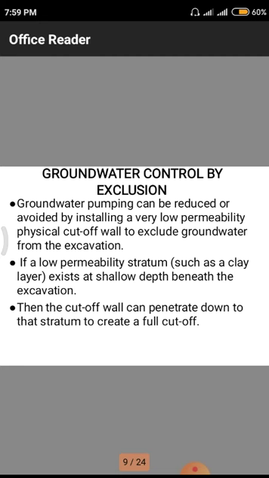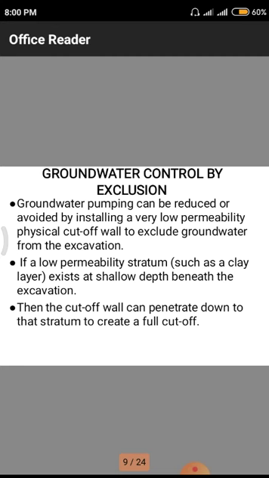Why? Because stone quarry waste has a huge content of non-absorbing material, that means a non-absorbing layer, so those layers will not absorb the water and will not transfer the water from the top layer to the bottom layers. So that is also an example of controlling groundwater by exclusion.